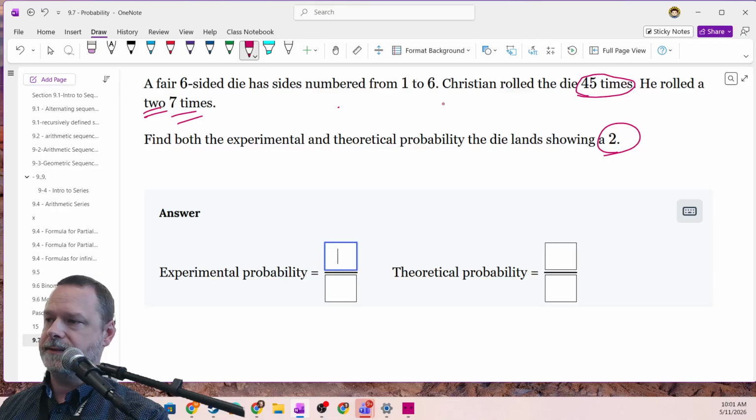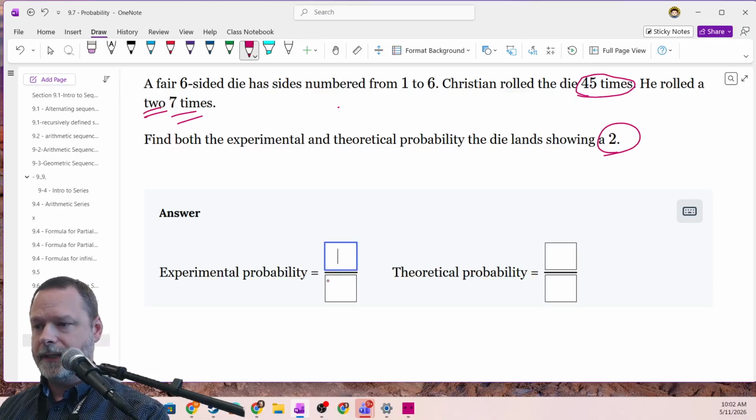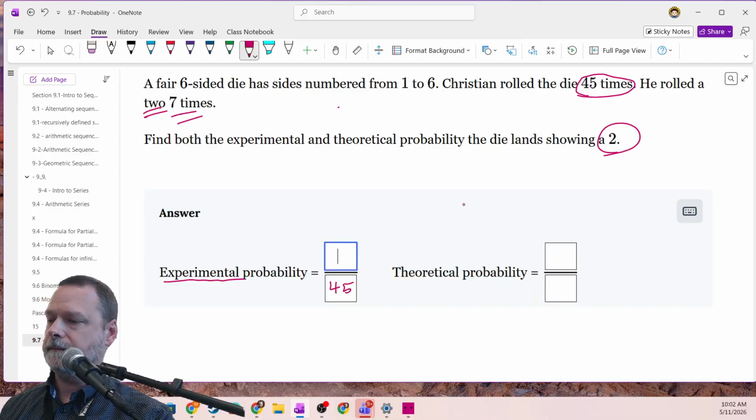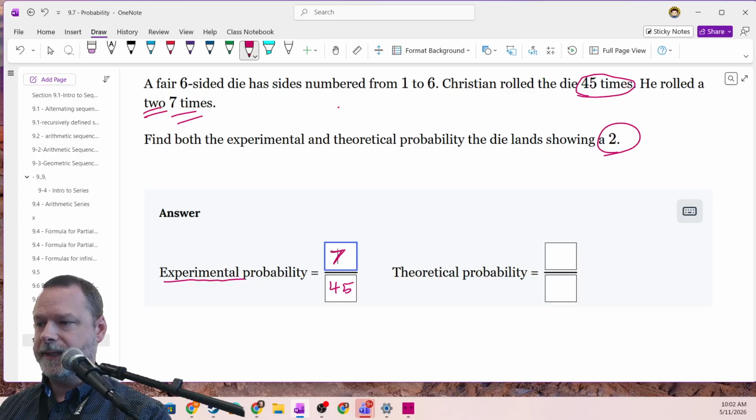All right. Well, that's easy. So let's do the experimental first. The experimental probability is really, really easy. It's theoretical stuff that's a little bit more tricky. So he rolled a die 45 times. So there's your total number of trials or experiments or outcomes. So the experimental here, 45 goes down there. He rolled a 2 7 times. So there were 7 times he got what he wanted. All right, so there's our experimental probability, 7 out of 45.